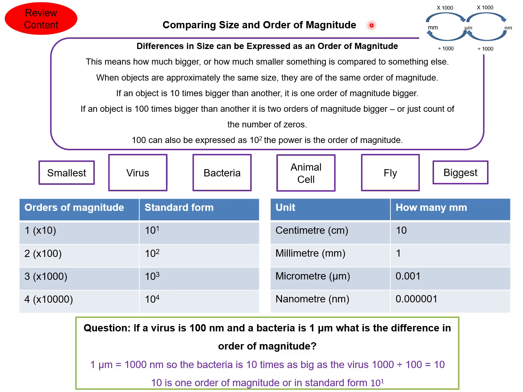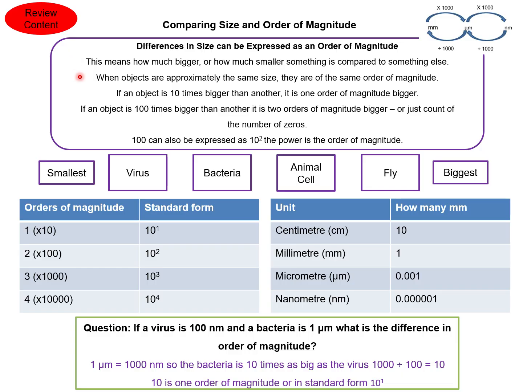So let's do the notes on this section, which is comparing size and order of magnitude. So that's what order of magnitude is. It's a way of comparing size. Differences in size can be expressed as an order of magnitude. This means how much bigger or how much smaller something is compared to something else.